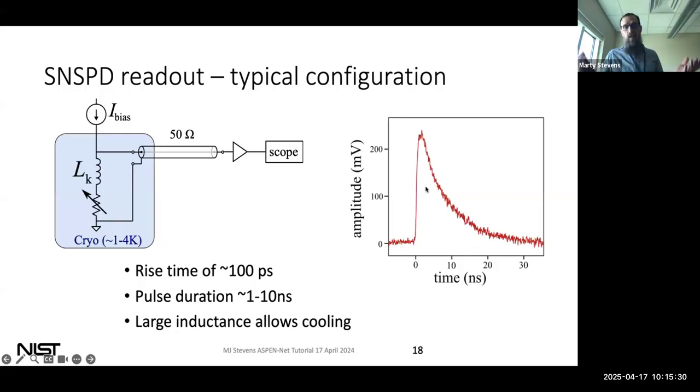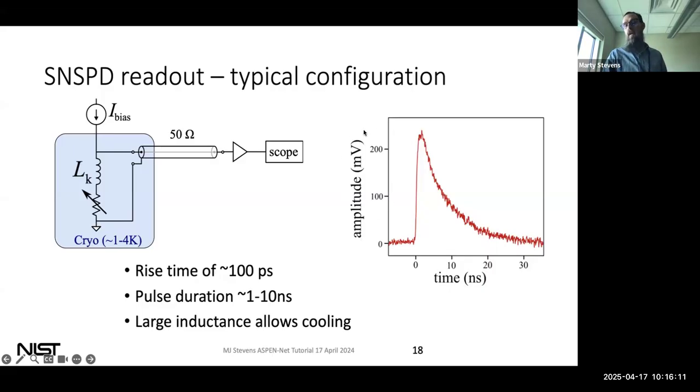So here's a typical readout configuration. Again, down in our cryostat, held at a temperature of around 1 Kelvin, maybe up to 4 Kelvin, we've got our nanowire sitting there. We've got a bias current that comes down to it. And then we've got a coax line here for a readout, amplifier, and in this case, we can go to a scope or time tagger or whatever it is we need to see. So here's a typical amplified voltage pulse out in response to one single photon being detected. So you can see this very fast rise time on the order of 100 picoseconds is quite typical.